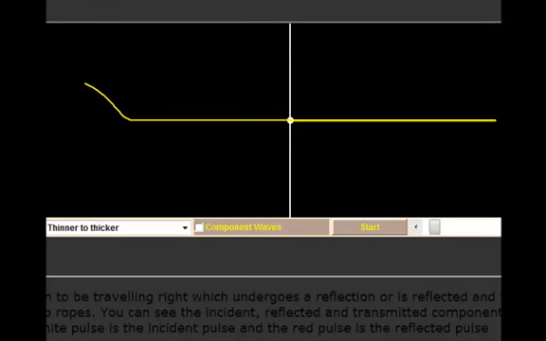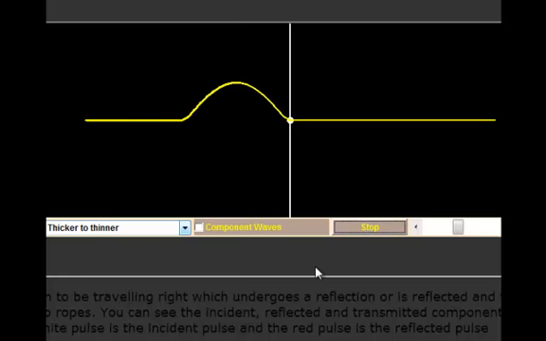In this animation, let's look at what happens when a wave pulse goes from a thinner length of string to a thicker length of string. So there it goes from the thinner to the thicker. Let's check it out one more time. Now let's look at what happens when we go from a thicker length of string to a thinner length of string. So there goes the thicker length to the thinner. And one more time.